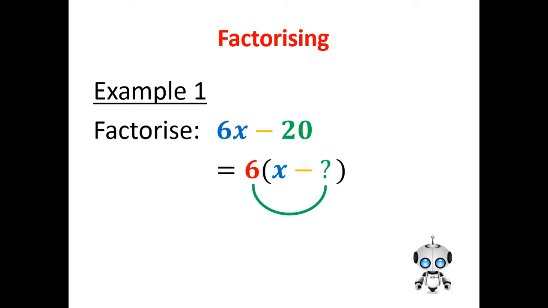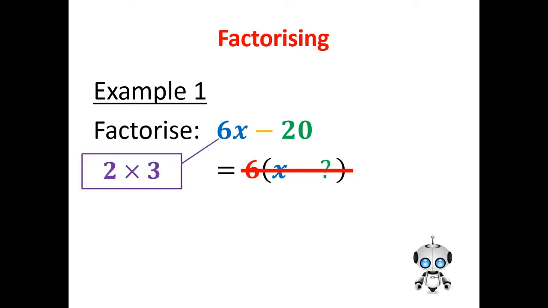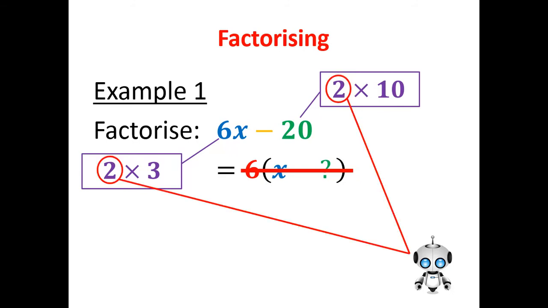So this strategy doesn't work. And we're going to have to come up with a different strategy to factorise this expression. So, how do we do it? Well, 6 can be made up of 2 times 3, and 20 can be made up of 2 times 10. So they both have a common factor of 2.